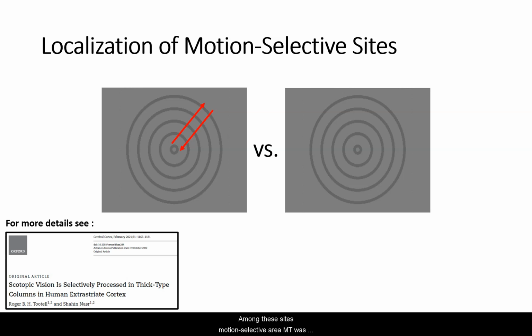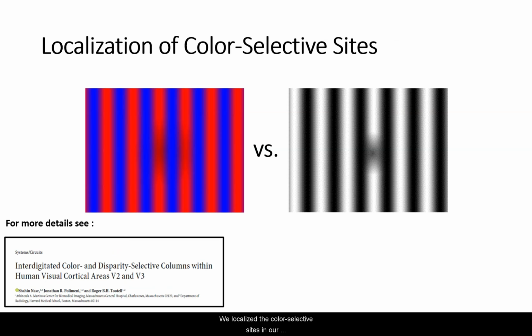Among these sites, motion selective area MT was expected to show a strong selectivity for absolute disparity. However, response of the other motion selective sites to either absolute or relative disparity cues were not clear. We localize the color selective sites in our subjects based on contrasting the response evoked by color varying versus luminance varying stimuli. These sites were used to better define the borders of stereo and motion selective sites, as we have shown in our previous publications.